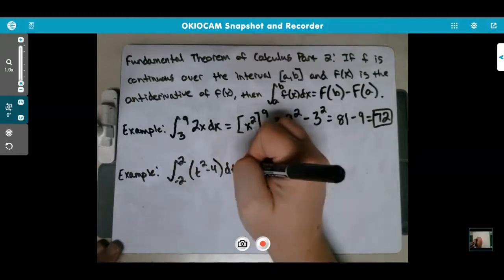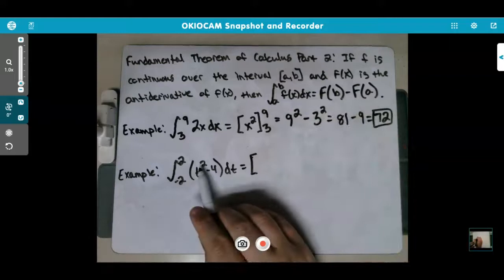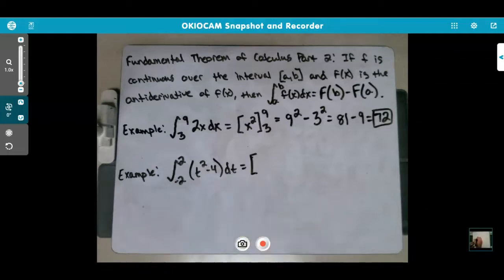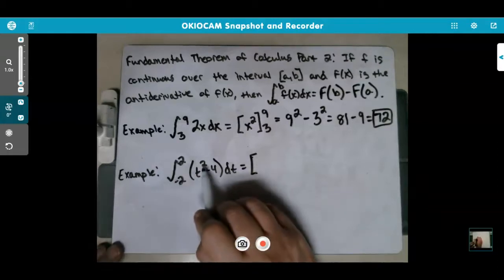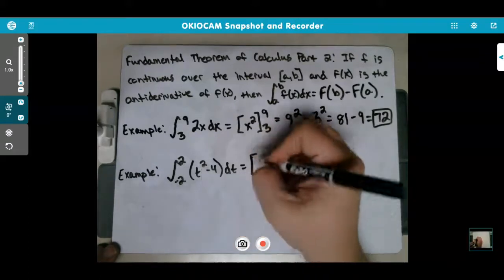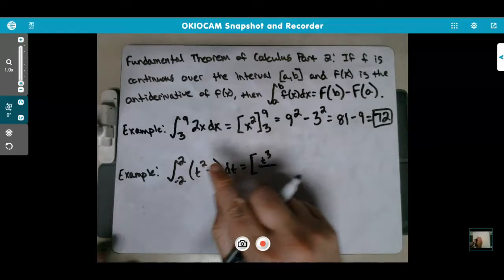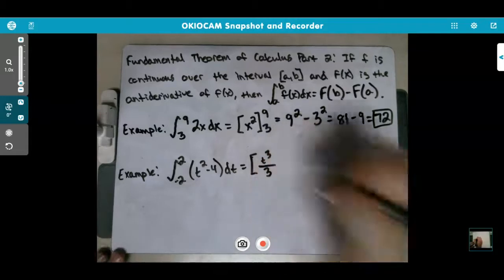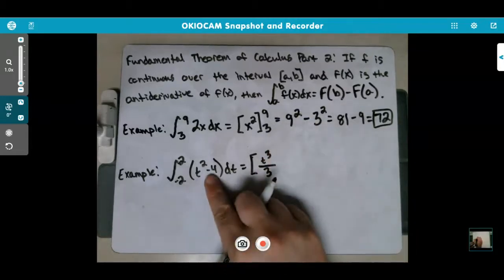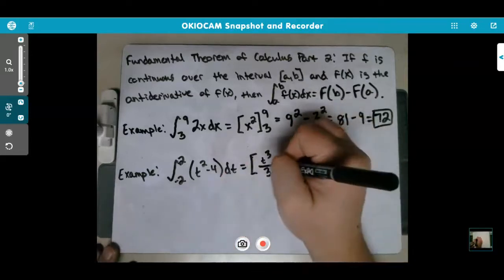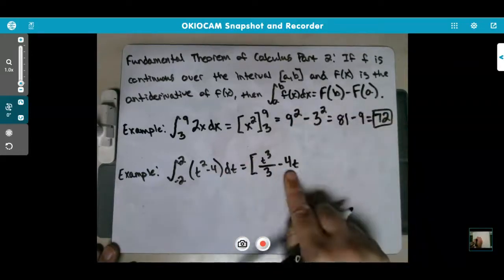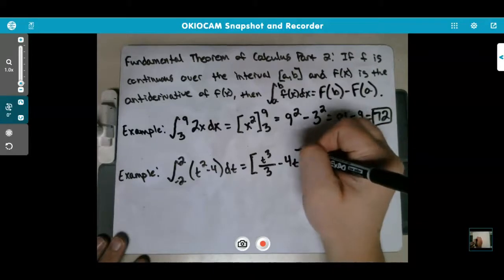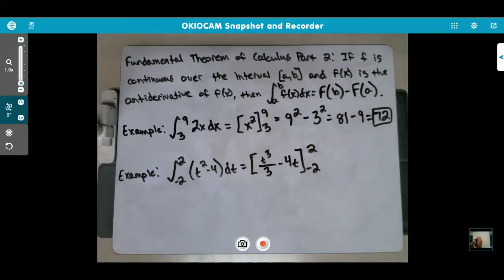Remember, we had a reverse power rule, which means I normally bring my power down and then minus 1, right? That's how I take the derivative. But if I want to go backwards, I have to add 1, making it t to the third, and then divide it by my new power. So divide it by 3. Do the same thing here. Since I just have a 4, it becomes 4t. Again, because the derivative of 4t is equal to 4. So remember, I want to go backwards. And I'm doing that from negative 2 to positive 2.